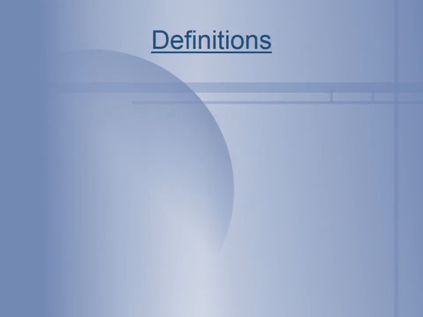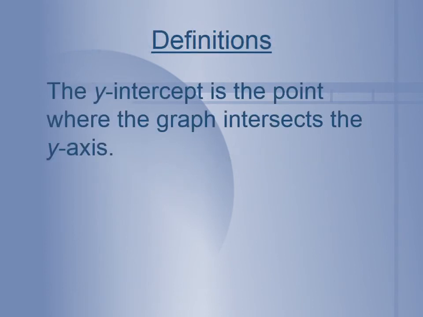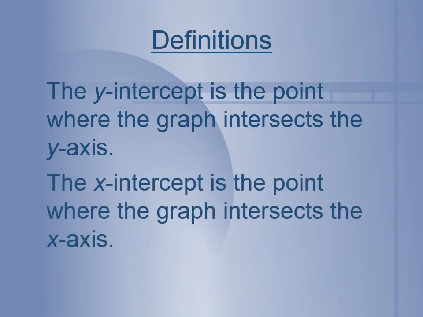All right, let's review some definitions. We're going to learn what intercepts are, okay? The y-intercept is the point where the graph intersects the y-axis. Remember, the y-axis is going up and down. So the y-intercept is where your graph intersects that axis, where it crosses, where it touches, okay? The x-intercept is the point where the graph intersects the x-axis. Remember, the x-axis is horizontal, so it's where your graph is intersecting the x-axis.